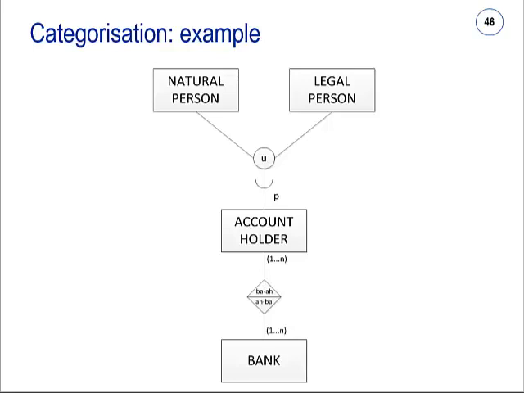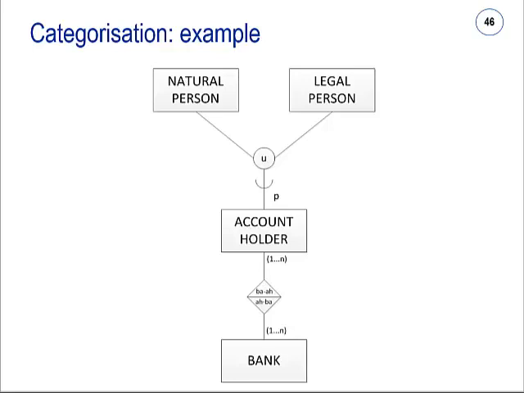Here we have two superclasses, natural person and legal person. And let's just say that we work out a very small example. So with natural person, we have, for example, John Smith and Sarah Adams. John Smith and Sarah Adams are two examples of natural persons. For legal person, we look at IBM and Microsoft.